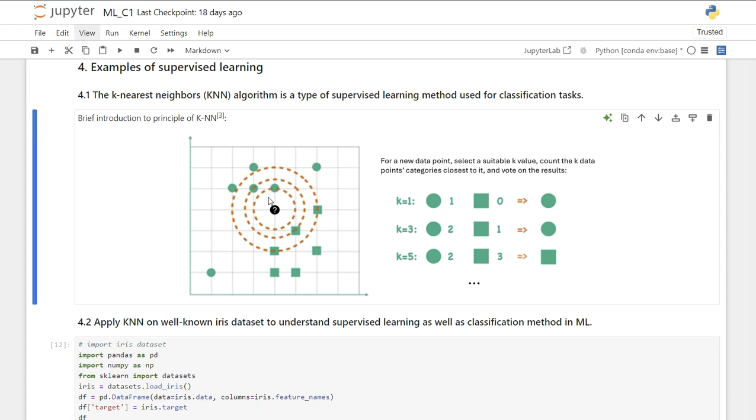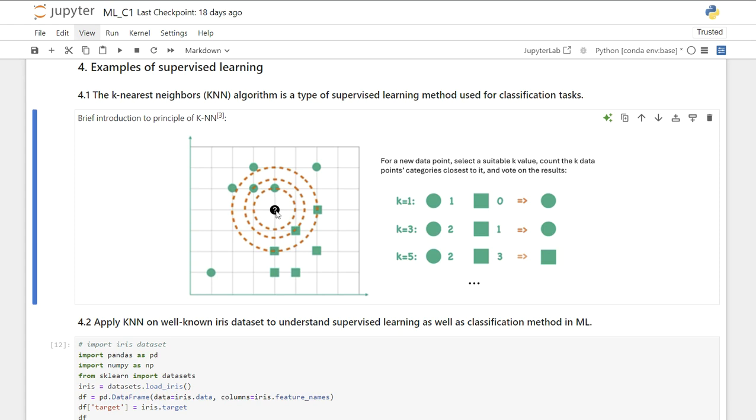Now, if we have new data coming in, for example, here. How do we predict which category it should belong to? Do you think it belongs to circle or square? Now, the KNN algorithm is useful in this case. K-nearest neighbor. First we should know what k is.